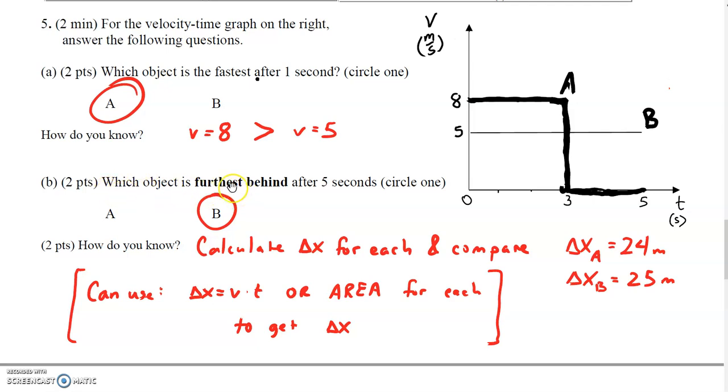Part B wants to know which one's farthest behind after 5 seconds. So we could do an equation here, but the idea is we need to calculate the delta x for each. When you do, you realize that A is only moving for 3 seconds. So in moving 8 meters per second for 3 seconds, it ends up going 24 meters. And then it's just stopped. B is going 5, but it's going the whole time. So if it's going 5 meters per second for 5 seconds, it's going to go 25. And therefore B is farther.